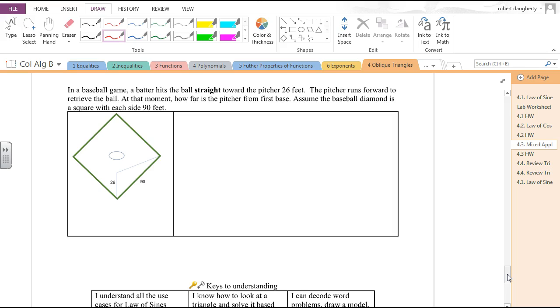So where is first base? That's first base, second, third, and home. Okay. So you look at the triangle. This is what I'm trying to figure out right here. When the pitcher goes to get the ball, how far is he from first base? So what do you think I'm going to use? I can't use law of cosines just based on three sides. The other thing is, what angles do I know?